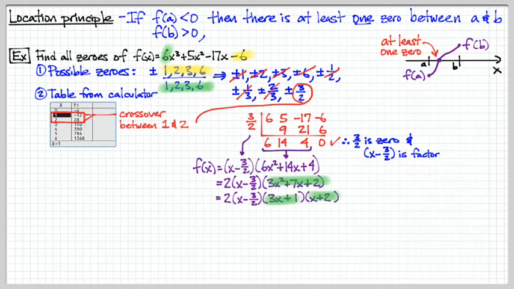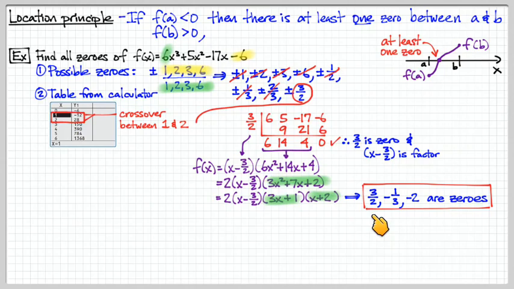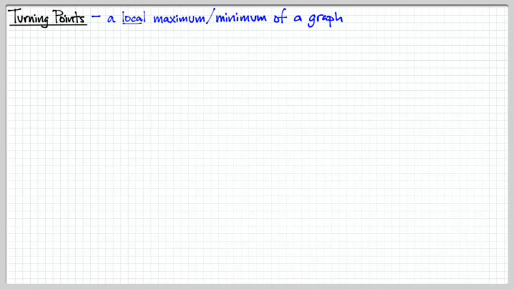This leads us to our factors, or our zeros, of 3/2 from here, negative 1/3 from here, and negative 2 from here as well. So that's how we can apply the location principle. It helps us to narrow down our search for our possible roots if we were given some other information. Okay, turning points. Let's define a turning point.